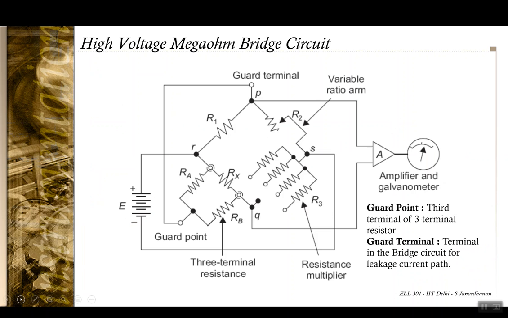Now this is a high voltage megohm bridge circuit, which is just a Wheatstone bridge with a guard point and a guard terminal. Now the guard point is the point on the unknown resistance, which is on the insulation of the unknown resistance, and which can be connected to a part of the circuit. The guard terminal is a point on the bridge circuit to which this guard point is connected to give a path to the leakage current.